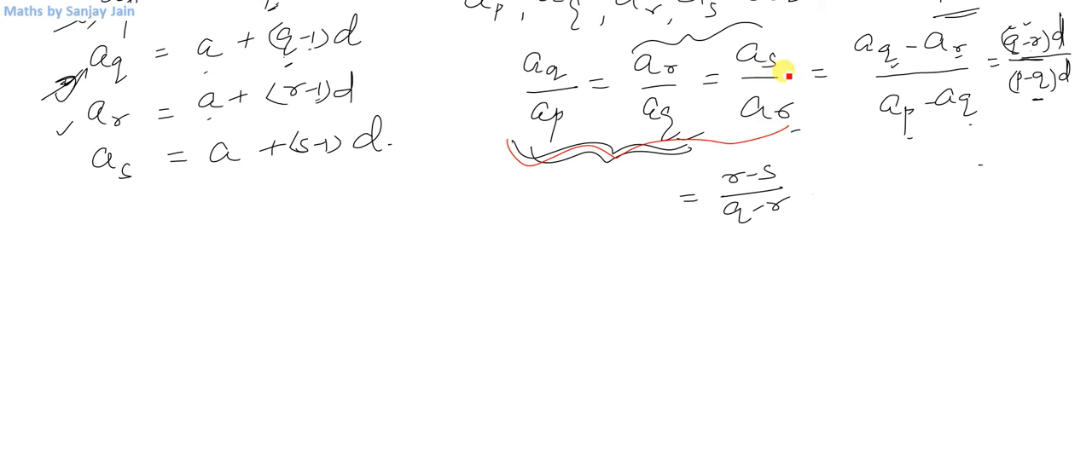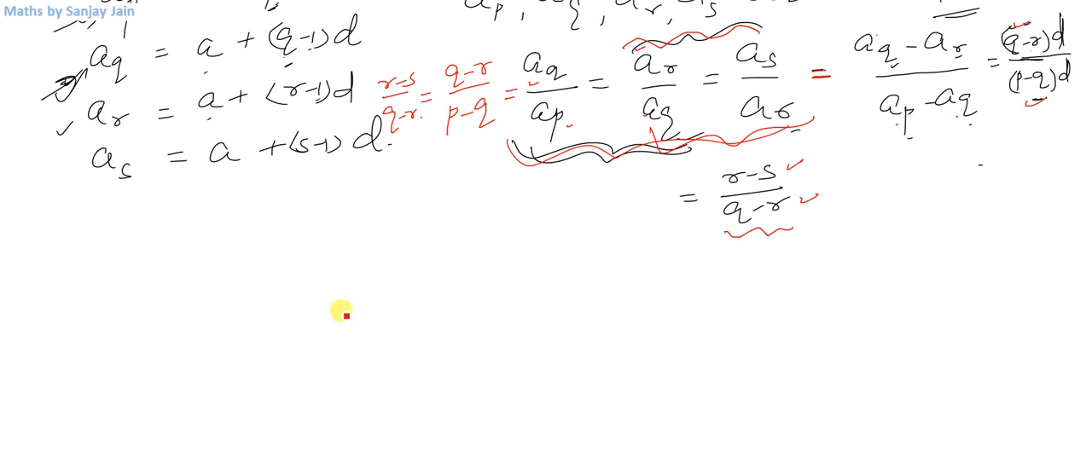Okay, so these ratios are equal, and these will also be equal to the difference of this and this divided by this and this. So aq minus ar divided by ap minus aq gave me this relation, (q minus r) by (p minus q). So these ratios are also equal to (q minus r) by (p minus q). And similarly I used these two terms, and these came out to be equal to (r minus s) by (q minus r). So it is also equal to (r minus s) by (q minus r).